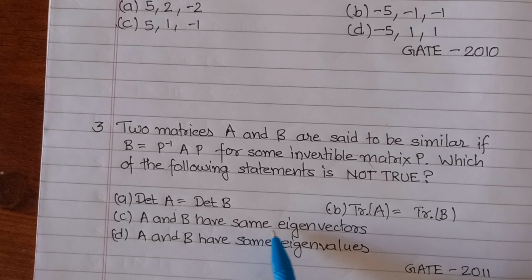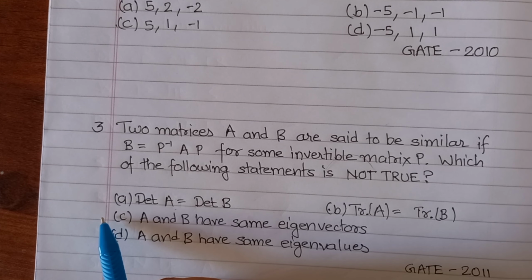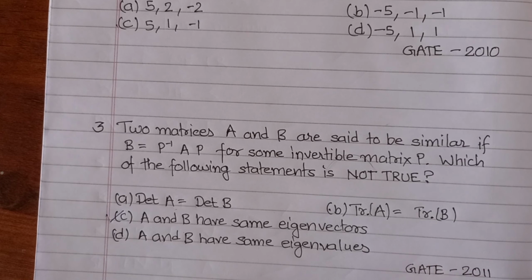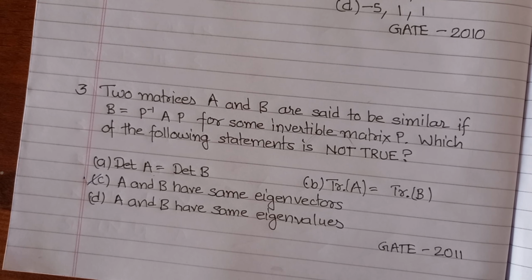So the remaining option is this, that A and B have the same eigenvector. This is not always true, so this is the correct option. And this is the question from the GATE 2011 exam.